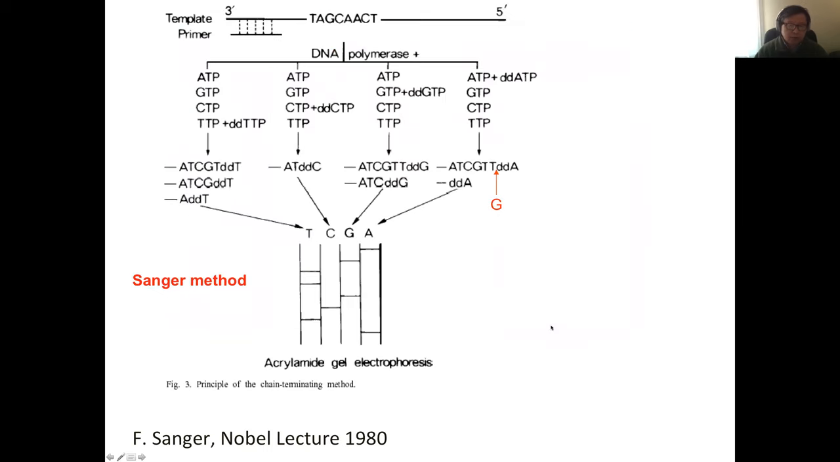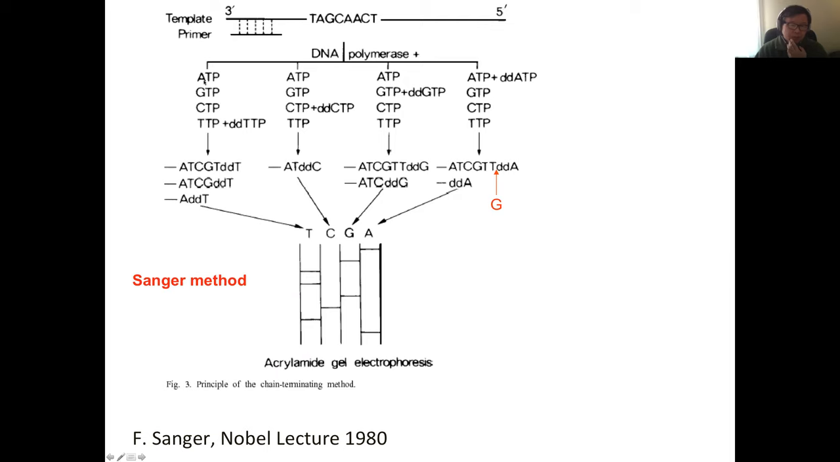So this is the clever idea that allows Sanger to invent this DNA sequencing technology everyone knows in this field. For four different reservoirs, you have the first reservoir with a dideoxy for T, the second one with dideoxy for C, the third one with dideoxy for G, and the last one with dideoxy for A.